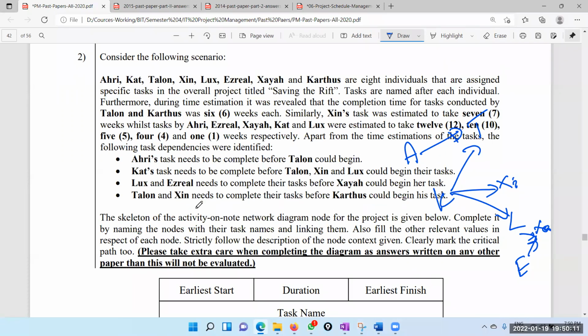Talon and Sin need to complete their task. Right? Talon and Sin must finish before Carthus can start. There's another dependency, Carthus. Now you know the dependencies.